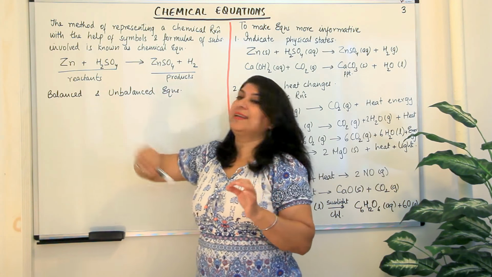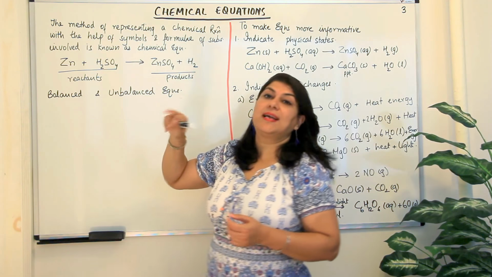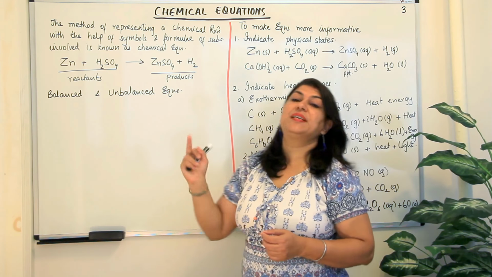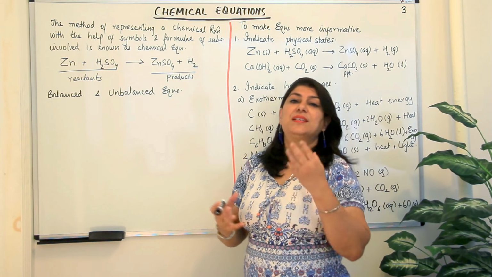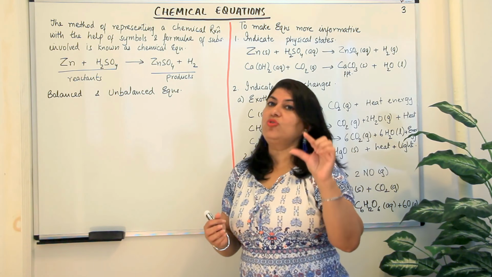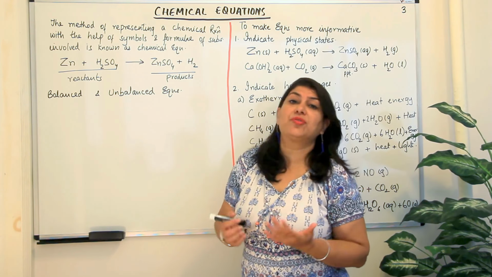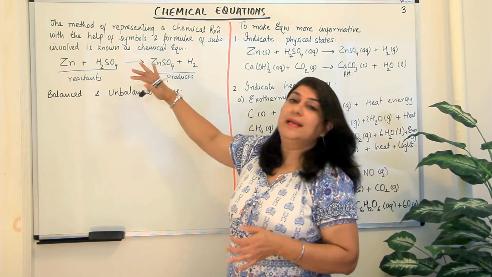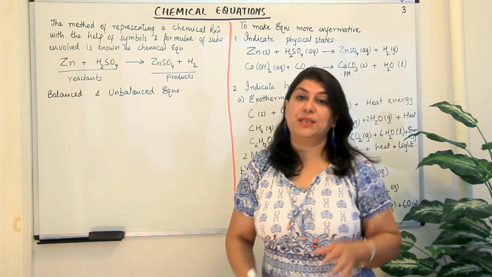For example, the symbol of zinc is Zn. For hydrogen, it is H. For sulfur, it is S. For oxygen, it is O. So all elements have certain symbols, and those symbols are 1 alphabet, 2 alphabets, and in some cases, 3 alphabets. These symbols tell you that it is an atom of that element.